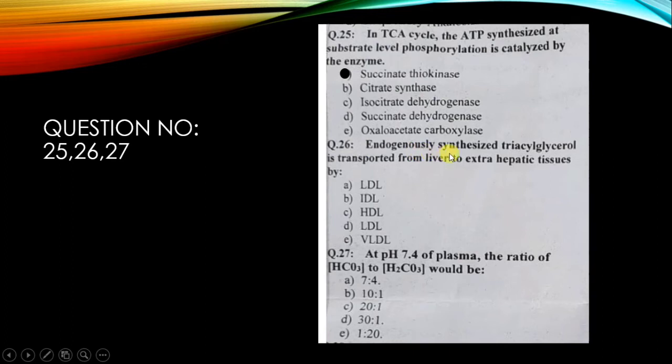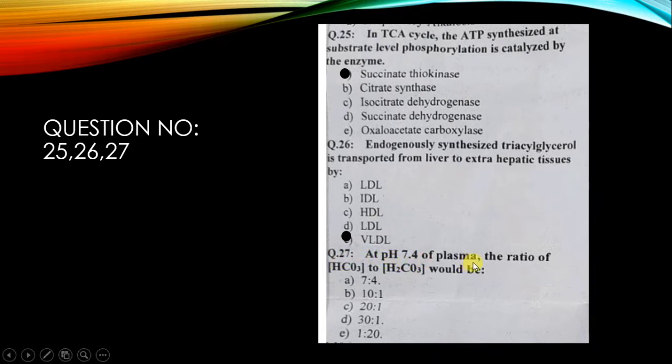Now 26 says endogenously synthesized triglycerol is transported from liver to extrahepatic tissue by: LDL, IDL, HDL, LDL, or VLDL. Triglycerides within the body, from the liver to extrahepatic tissues, are transported through the VLDL, because the chylomicron and the VLDL are the major carriers of the fatty acids or triglycerols.